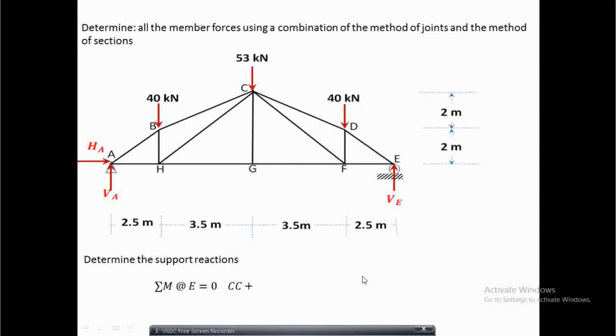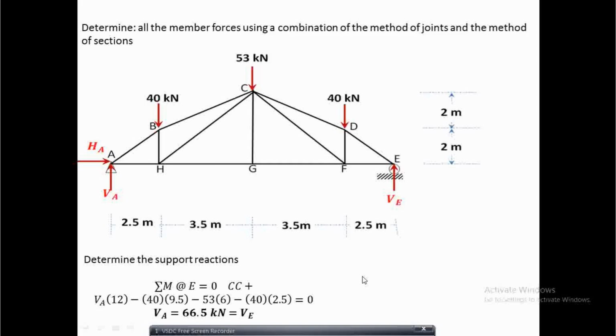So in this case, if I take summation of moments at point E, clockwise positive, it equals zero, so HA drops out. So VA times the distance 12, minus 40, its distance is 9.5, minus 53, its distance is 6, minus 40, its distance is 2.5. Therefore, the value of my VA is 66.5 kilonewtons.